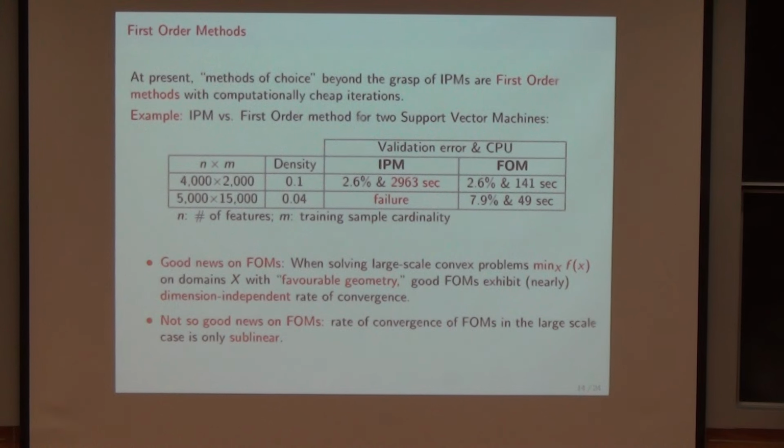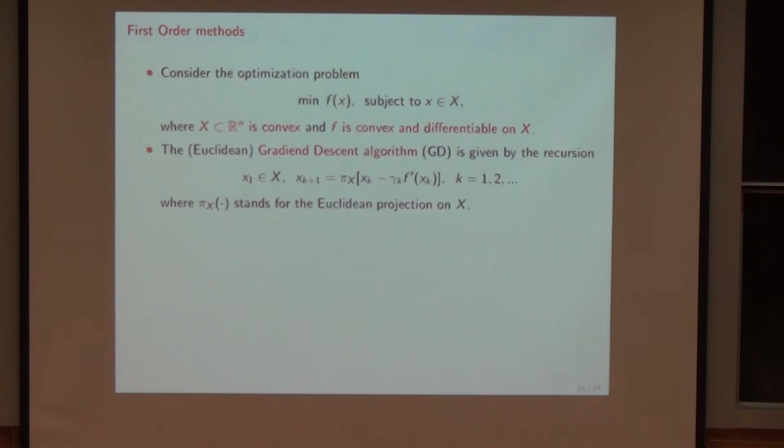And the new results about these methods say that actually the number of iterations of this method to attain some accuracy does not depend on problem dimension. The not-so-good news about this is that convergence is slow. It's sublinear, unlike the interior point method. So what are these first order methods?